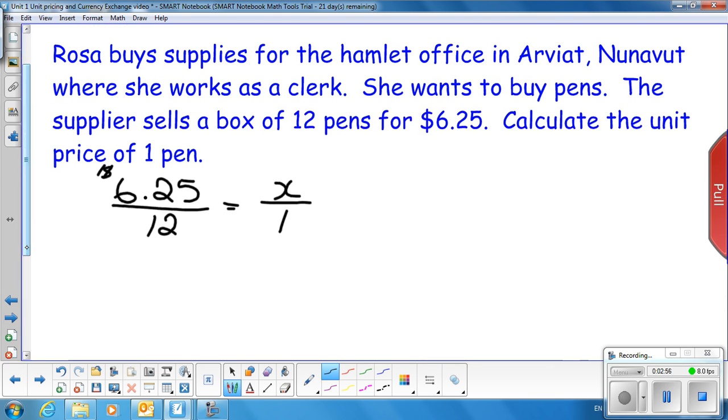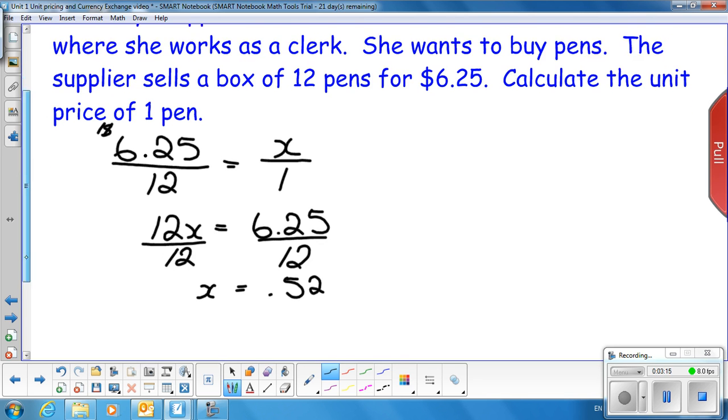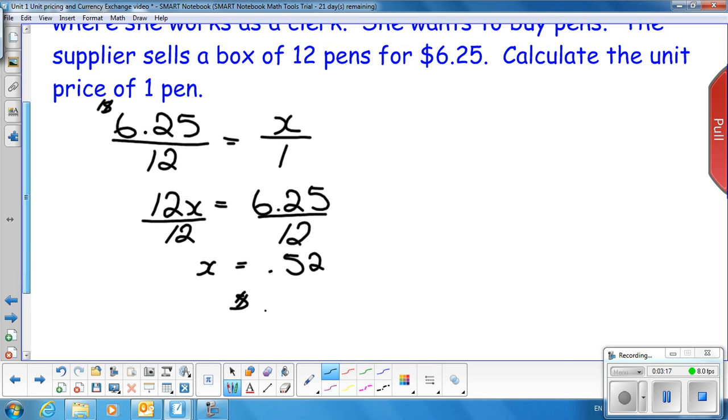Cross multiplying, 12 times x is 12x, equals 6.25 times 1 is 6.25. Divide both sides by 12, and we end up with x equals 0.52, or 52 cents per pen.